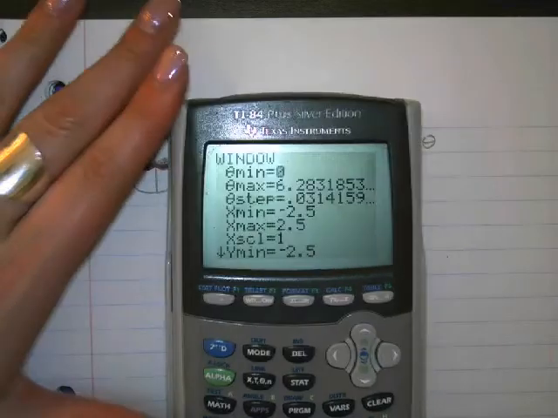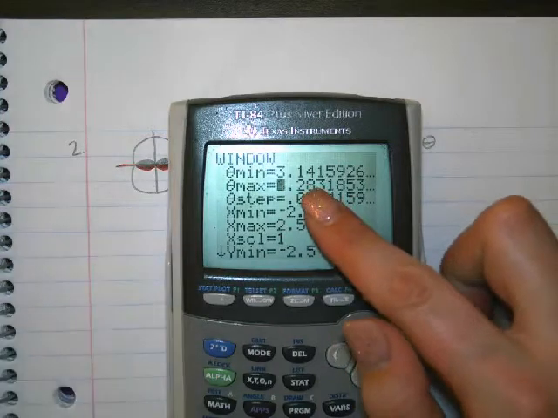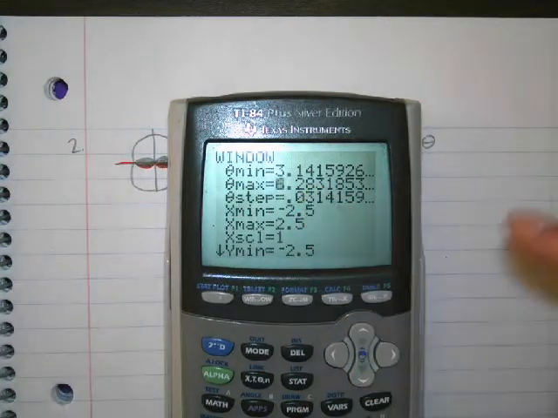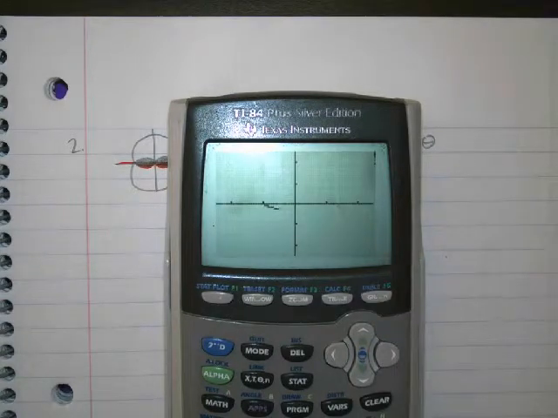So if we want to check it and see that we're right, we can hit our window and change your interval from pi to 2 pi. And if you did it right, then it should only graph that part. And then you'll know, okay, yes, that's the right interval for me to find.